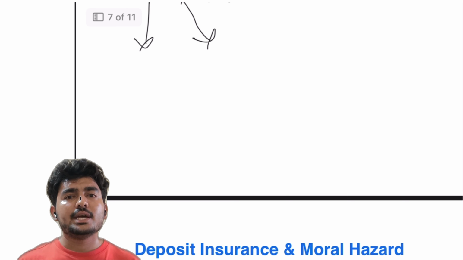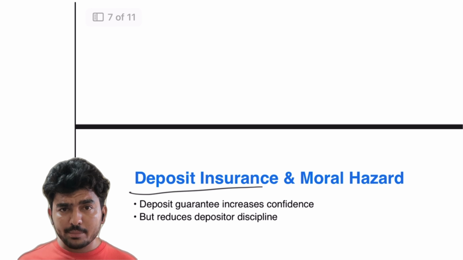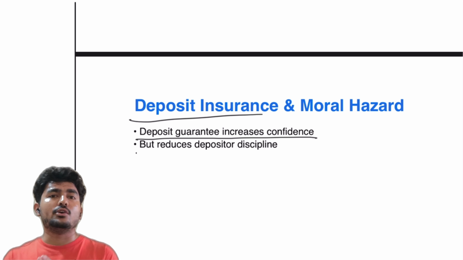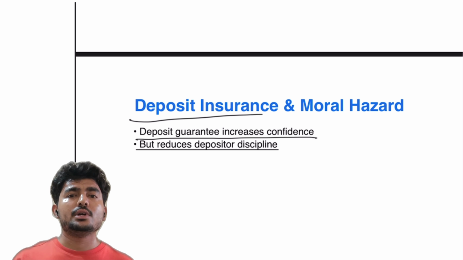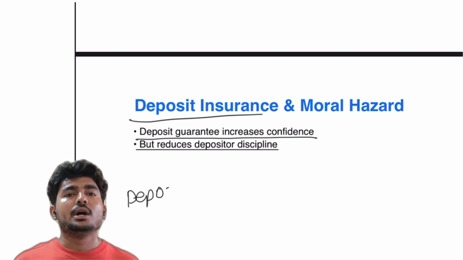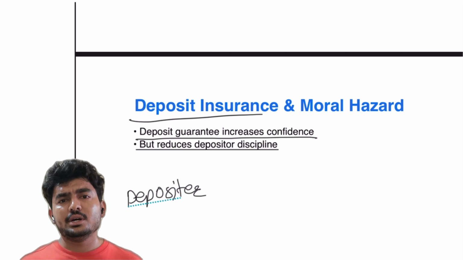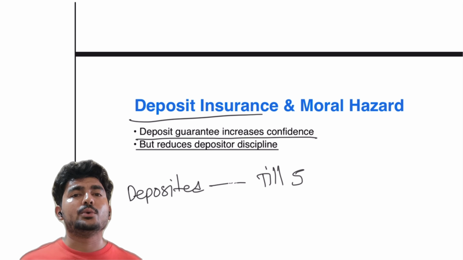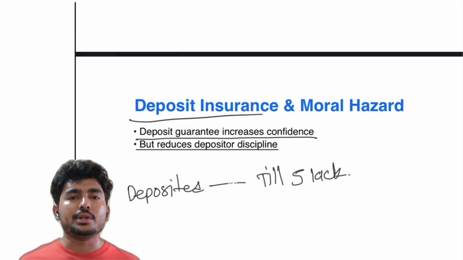Now, banks have deposits, and governments offered deposit insurance to build customer confidence. But it also creates moral hazard. When depositors know their money is insured, they stop checking whether the bank is risky. This allows banks to take even more risk.